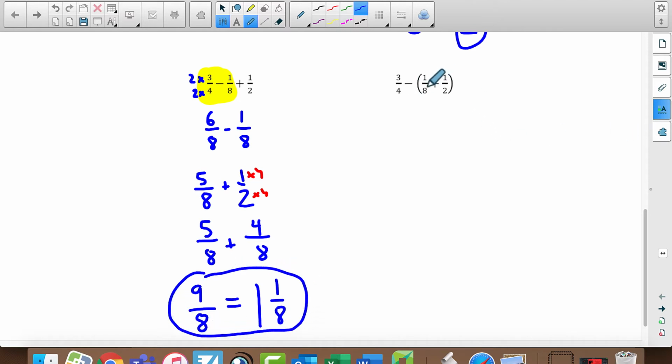Okay, with this question it's different, right? Since there's brackets, the first thing you have to actually do is 1/8 plus 1/2. Let me just highlight it faster. So we have to do this first. So let's get that answer.